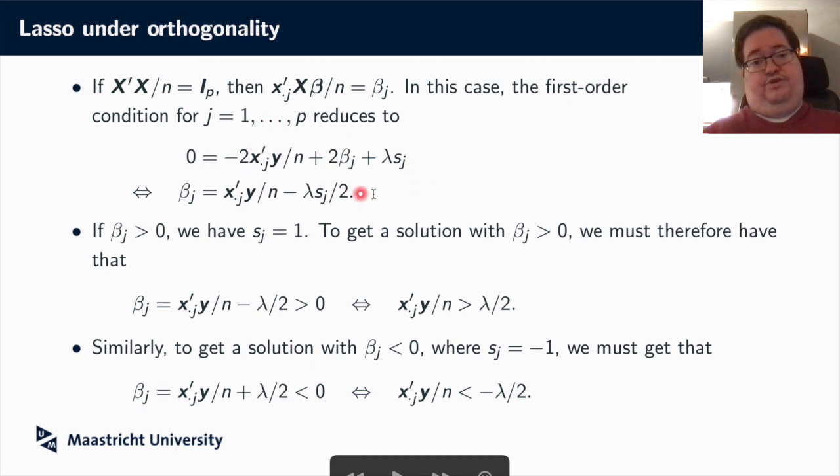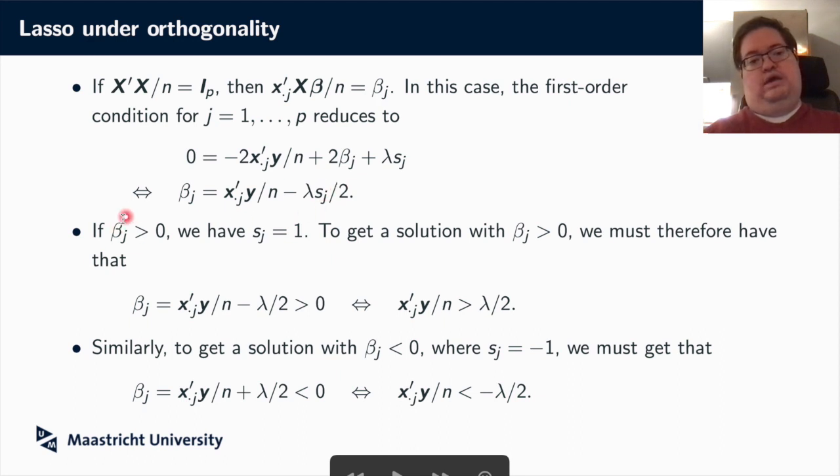So this will now become the first order condition. Well, let's start by solving it in a way where beta j will be equal to this quantity here. Of course, we haven't actually solved it yet because the value of sj depends on the value of beta j. So we still have beta j on the left and beta j on the right, even though we didn't write it explicitly here. But we can now look at the different cases.